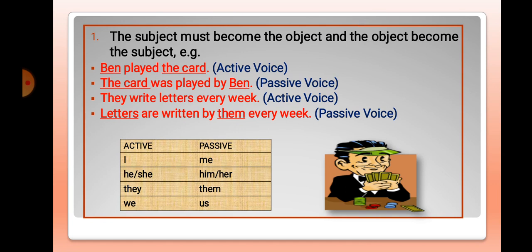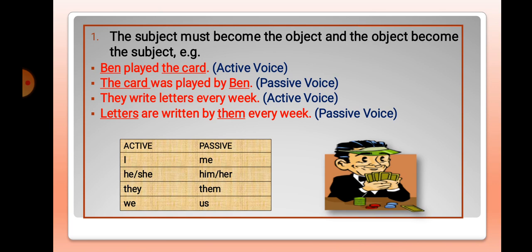The card was played by Ben. The card is now the subject, Ben the object. They write letters every week. They, subject. Letters, object. It becomes: Letters are written by them every week. Letters, which happened to be the object before, is now in the subject position, and then the former subject becomes the receiver. So certain changes occur when we use pronouns.